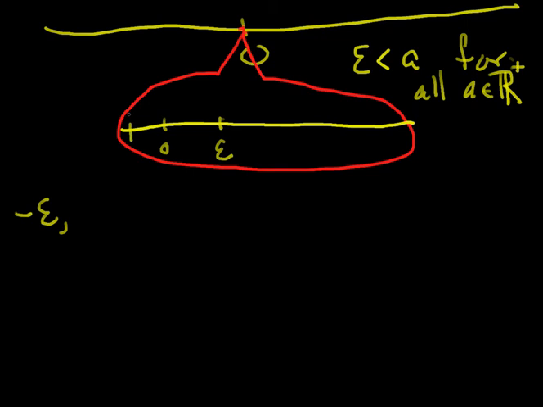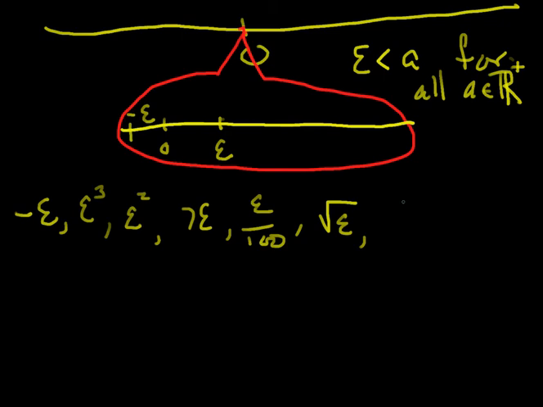How about, maybe more difficult though, epsilon cubed? Or epsilon squared? Or 7 epsilon? Or epsilon over 100? Or maybe the square root of epsilon. Or epsilon plus square root of epsilon. So negative epsilon, easy. It's right there. What about all these guys? They're positive. Where are they on the number line? Are they smaller than epsilon? Are they bigger than epsilon? And how are they comparable to themselves?